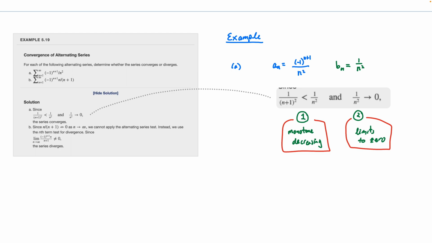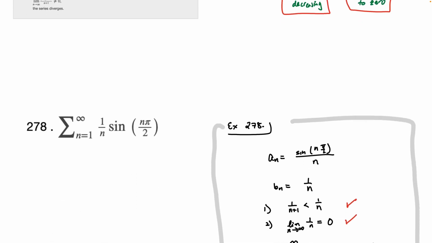When we read over the solution, we can see that they go and identify checkpoint 1 and checkpoint 2. First, they're verifying that this sequence of Bn's is monotone decreasing. The next term will be smaller than the current term. That's checkpoint 1. To get checkmark 2, we need for these Bn's to limit to 0. Therefore, with both points checked, the given series will converge. Let's do one more example.